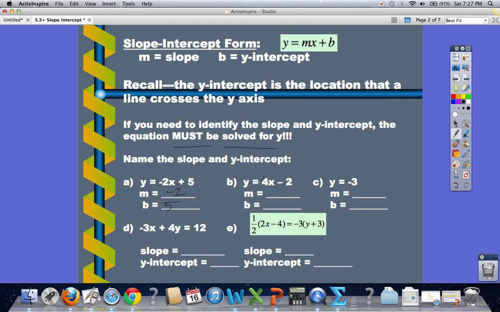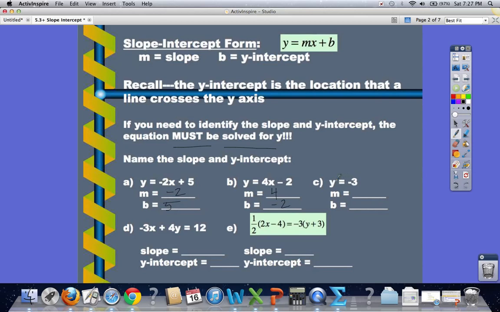This one says y is equal to 4x minus 2. Our m is always attached to the x. M is 4. Remember, m stands for slope. And our b in this case is going to be the back end. It is a -2.